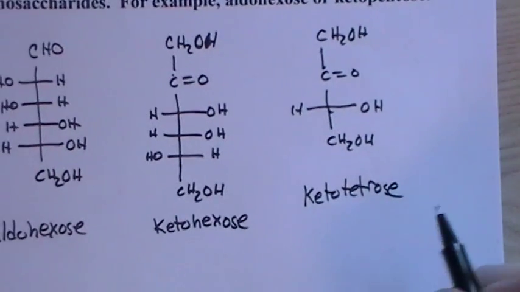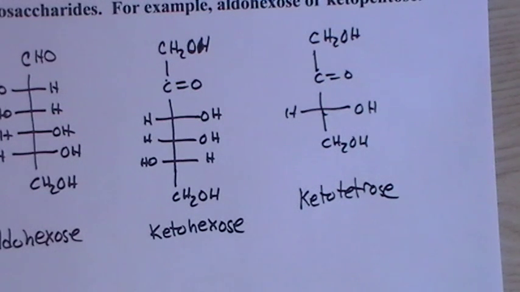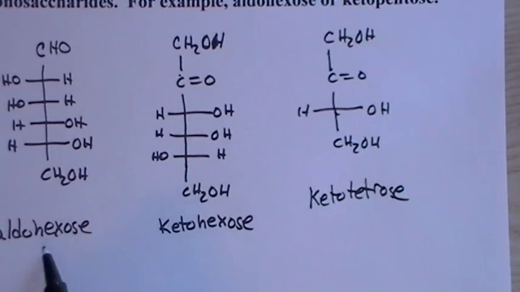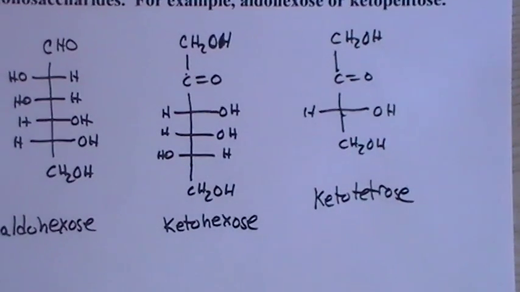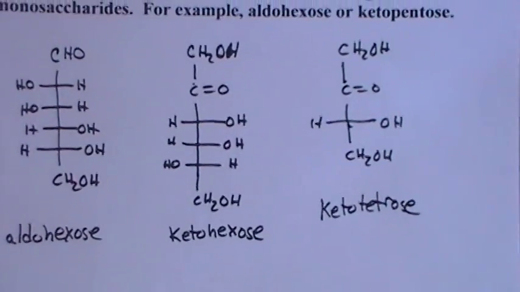So you go from triose, tetrose, pentose, hexose, with an aldo or keto attached to it. You could also just call this an aldose, a ketose, and a ketose, but it's better to have this full general name because that gives us the most information.